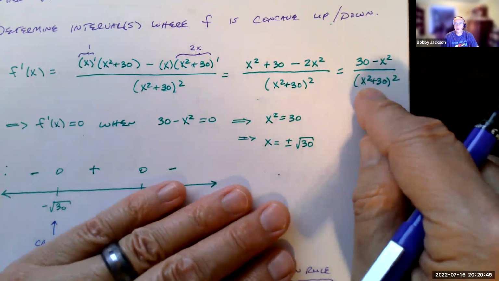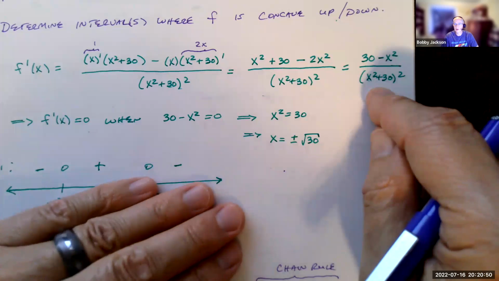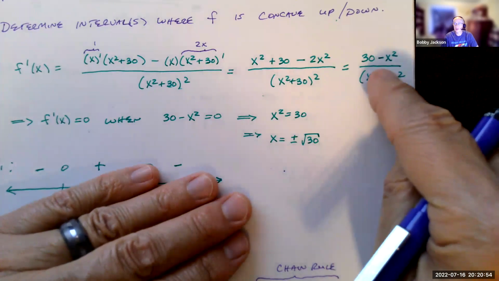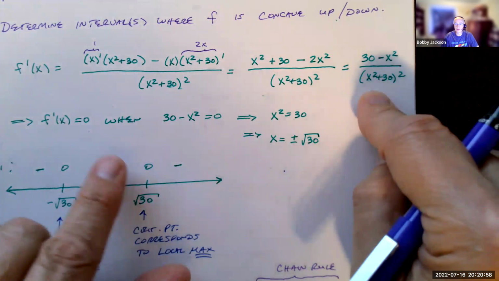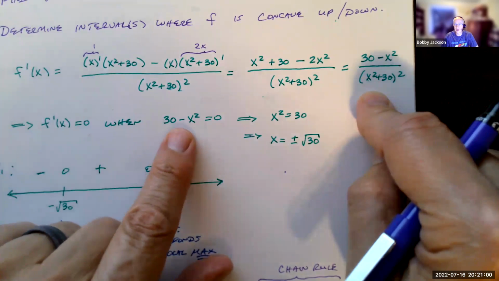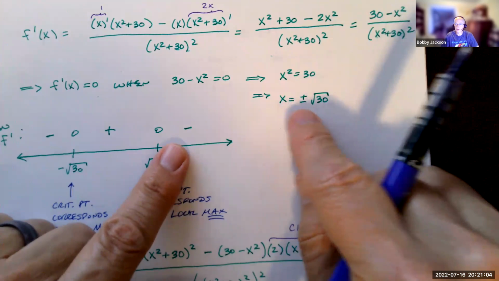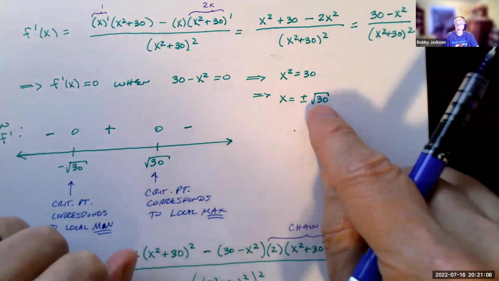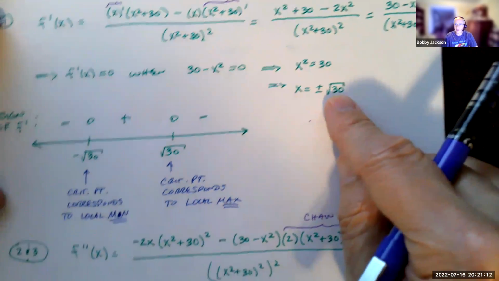Okay, so there's my derivative. Now the denominator is never 0, as we've already talked about before. It's always a positive number, greater than or equal to, in this case now, 30 squared. But the top, when is the top going to be 0? Because then the derivative will be 0. So the derivative is 0 when that numerator is 0, which is true when x squared is 30, or taking the square root, x is either plus or minus the square root of 30. 30 has no perfect square factors, and so this is as simplified as we can write that.